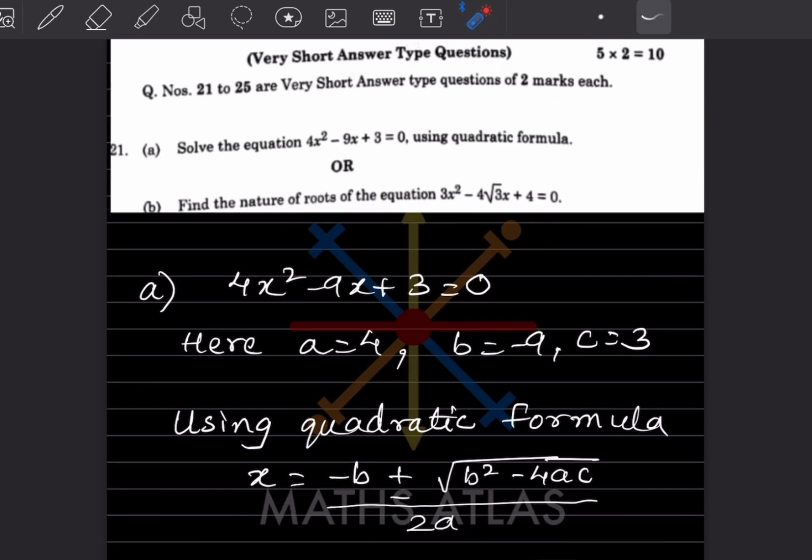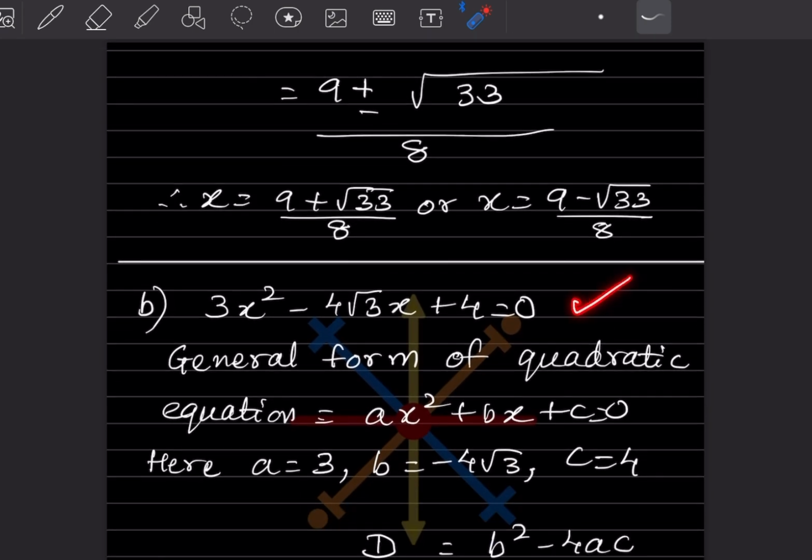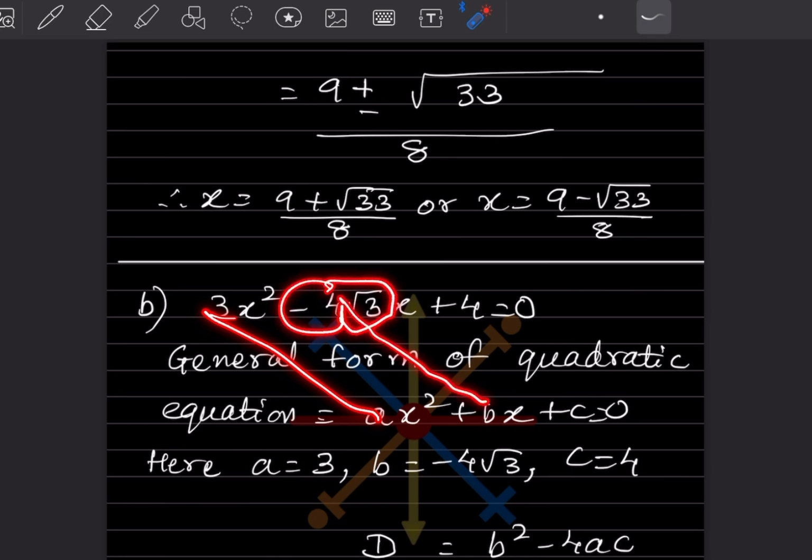Now let us see how to find the nature of roots of the equation. This is the equation given. The general form of the quadratic equation is ax square plus bx plus c. Can you see this x square, x, and this is the constant. So here A will be 3, B along with the sign is going to be 4 root 3, and C is going to be 4.